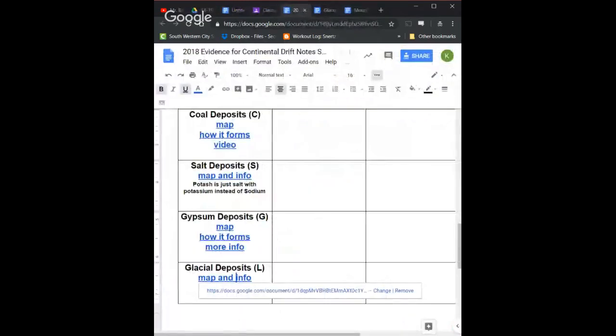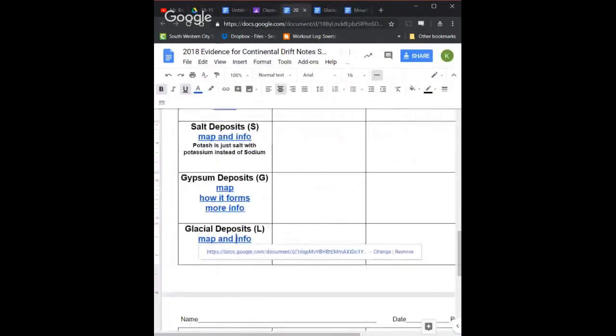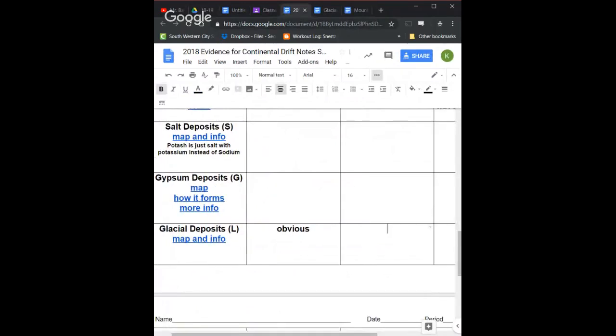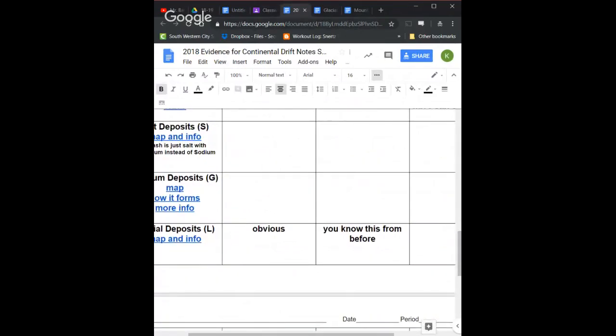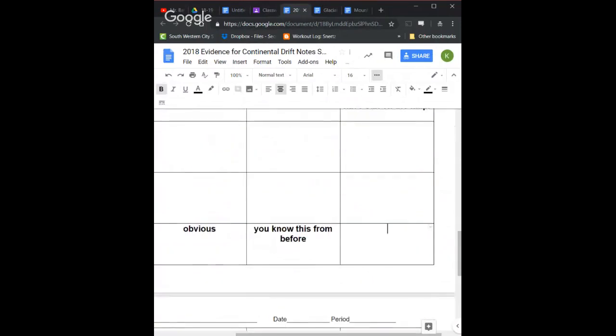So what you actually need to write for glacial deposits: locations. Where did you see them? I think this is pretty obvious. And then over here, you know how glaciers form, from earlier in my class. And what's the climate currently like there? Describe 2 to 3 of those places. So that's South America, South Africa, Australia, India, and Antarctica.